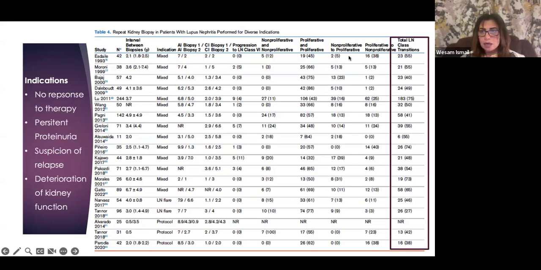And I want you to look at the last column here. This is the total lupus nephritis class transitions which have been detected between the different repeated biopsies. How many patients had non-proliferative to non-proliferative, proliferative to proliferative, non-proliferative to proliferative, and proliferative to non-proliferative? So these are the class transitions, and you can see that 55% of patients have class transitions, almost always around 50%. Some had 65%, and this is the latest study, where 65% of the patients had class transition.